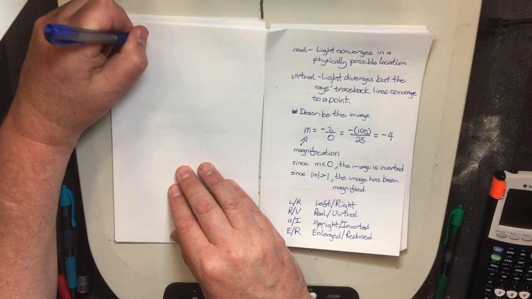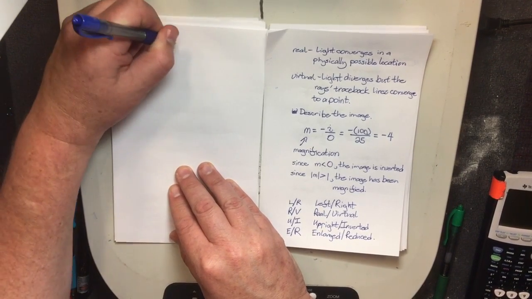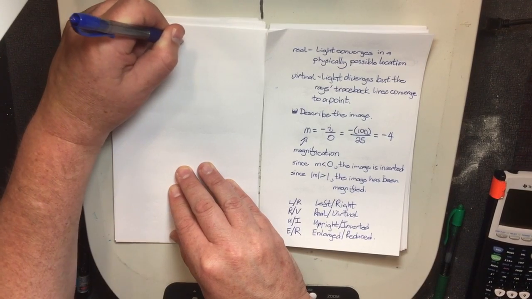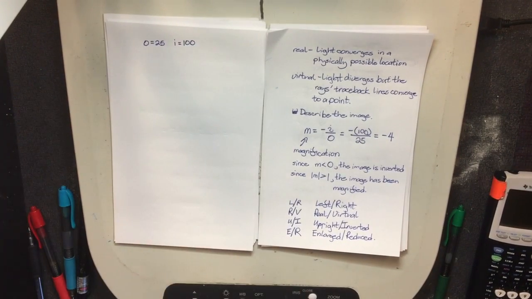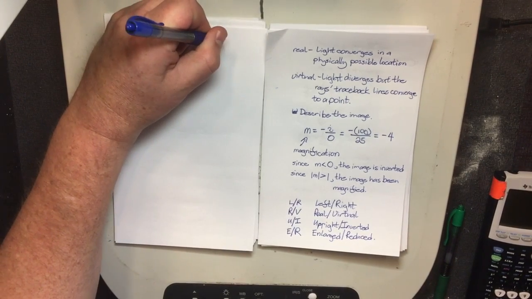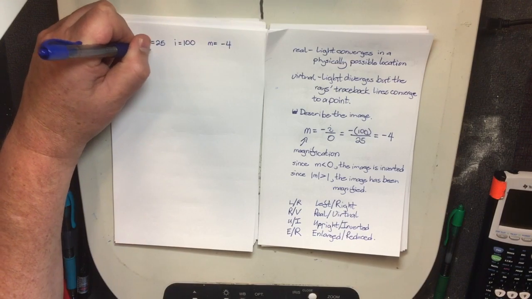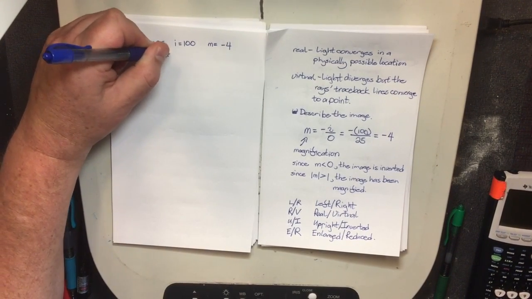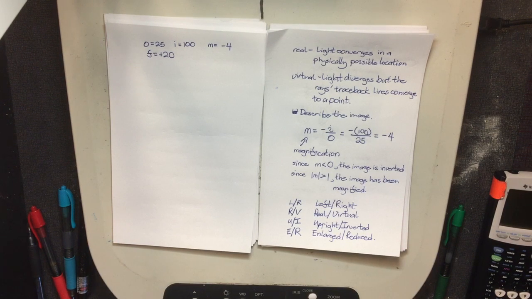As I've said before, the key to all of this is before you draw a pretty picture, you get all your information down. So object is 25, image is 100, focal length is 20, magnification is -4. And I'm going to give everybody a few extra seconds to write that down.